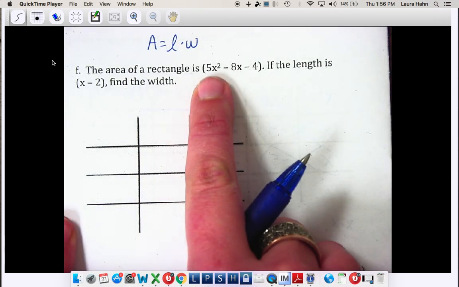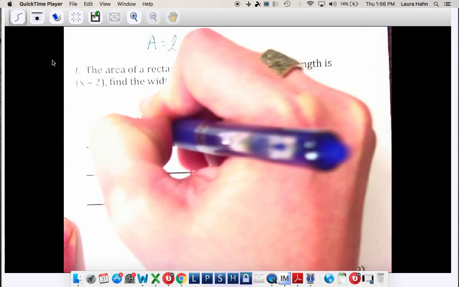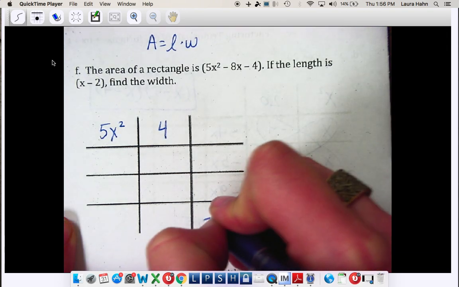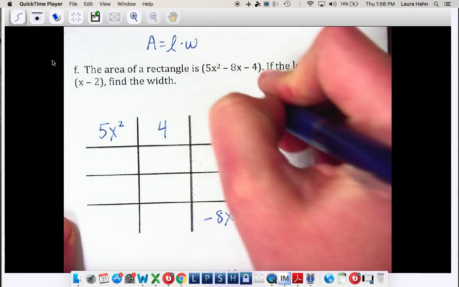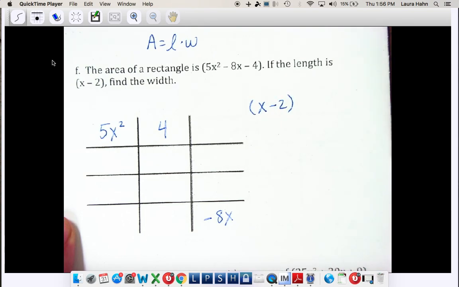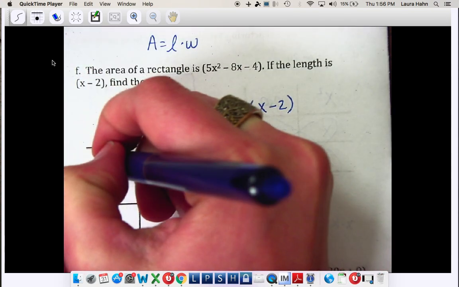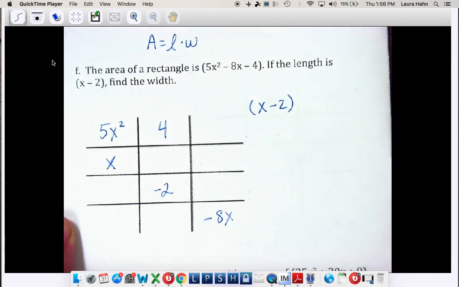Start the way we've been doing with our trinomial. The first term goes in the first box. The last goes beside it. The middle term, including the sign, goes here. Lucky for us, it actually gives us one of our factors. So usually we have to find both factors. It gave me one. Well, I know I get my factors from the diagonal. So I know this is going to be x minus 2. All I have to do is fill in these, right?